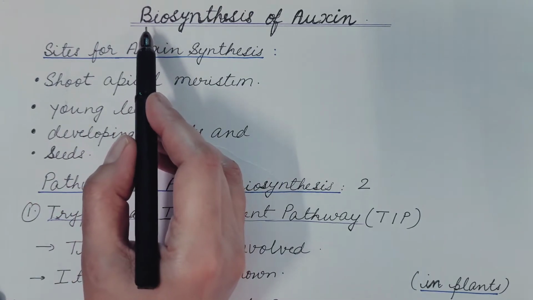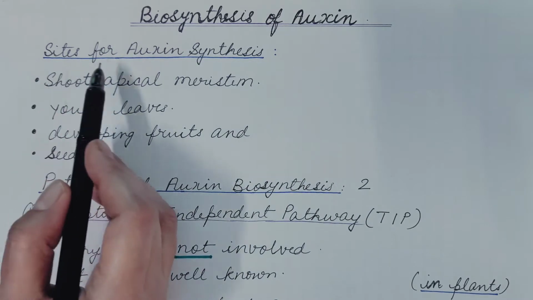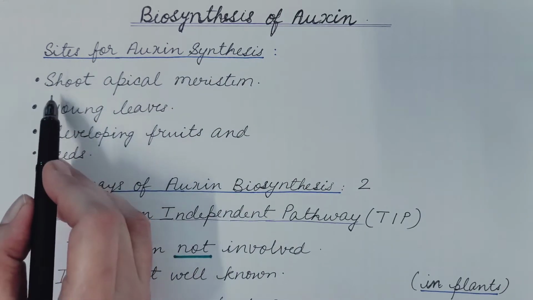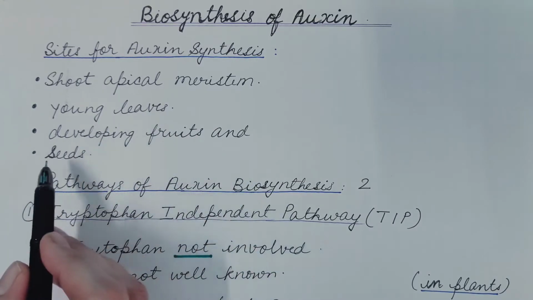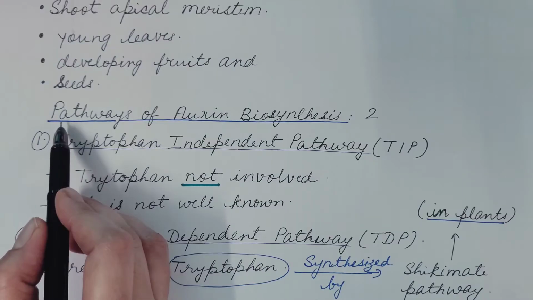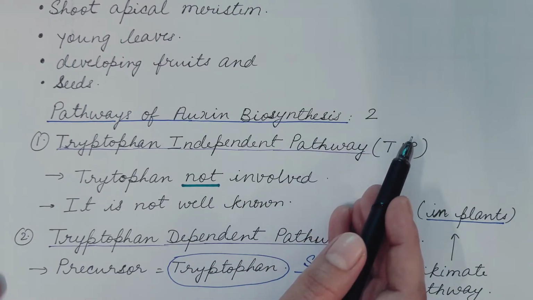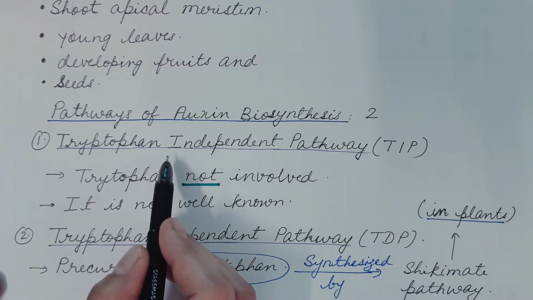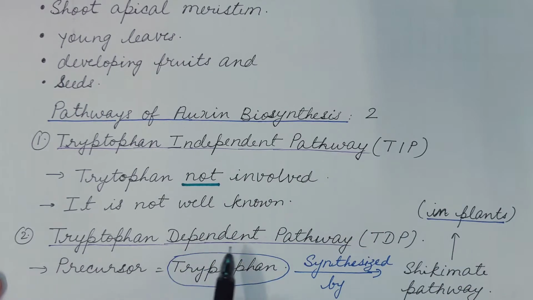And today we are going to discuss the biosynthesis of auxin. Sites for auxin synthesis are shoot apical meristem, young leaves, developing fruits and seeds. Now the pathways of auxin biosynthesis. There are 2 pathways of auxin biosynthesis. First is the tryptophan independent pathway, TIP, and the second is the tryptophan dependent pathway, that is TDP.